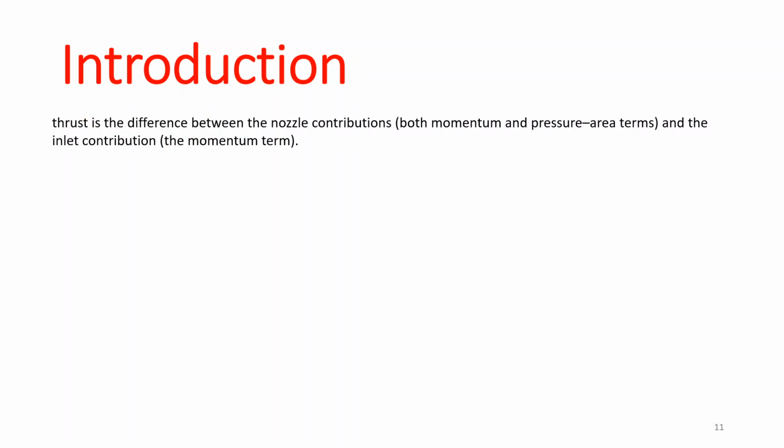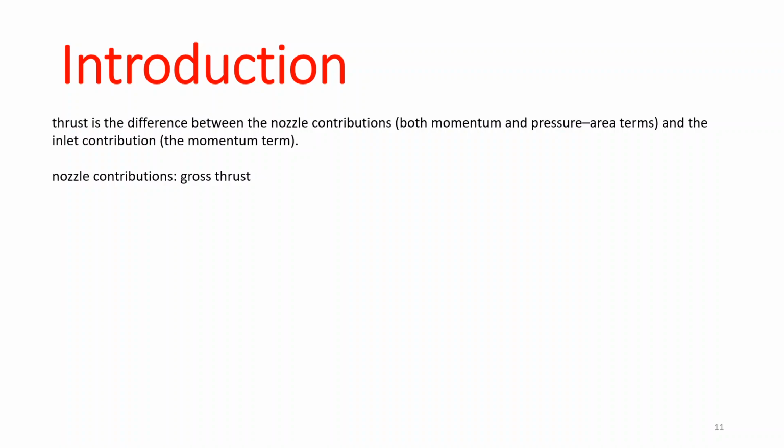So let's move on. Based on what we have seen before, we can say thrust is a difference between the nozzle contributions, both momentum and pressure area, and the inlet conditions, the momentum term. That's the reason we can have this look from the outside of the jet, right? We don't need to talk about compressors and the turbines and everything when we are talking about thrust calculations, because it's just exit and the inlet, right?